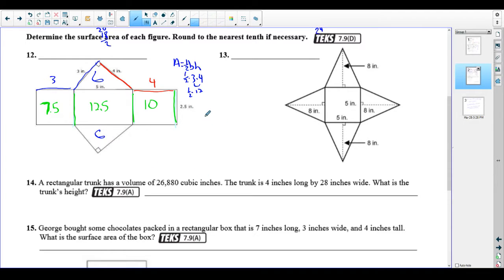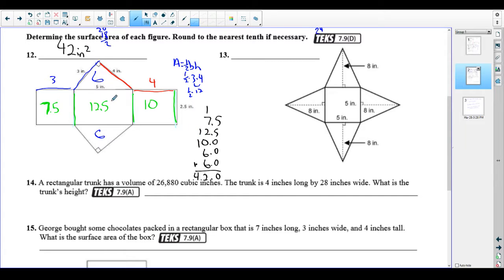Then we add them all up. So 7.5, 12.5, 10, 6, 6. And we can add decimal places. This is going to be 10, 18, 10, 16, 22. That gives us a total surface area of 42 inches.